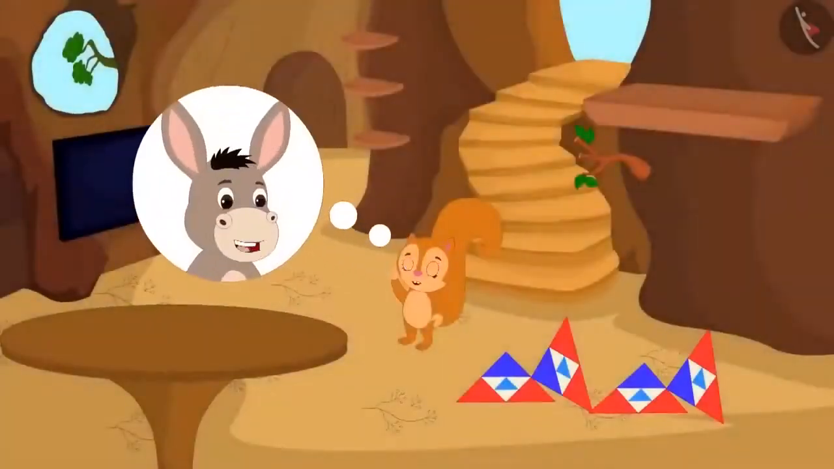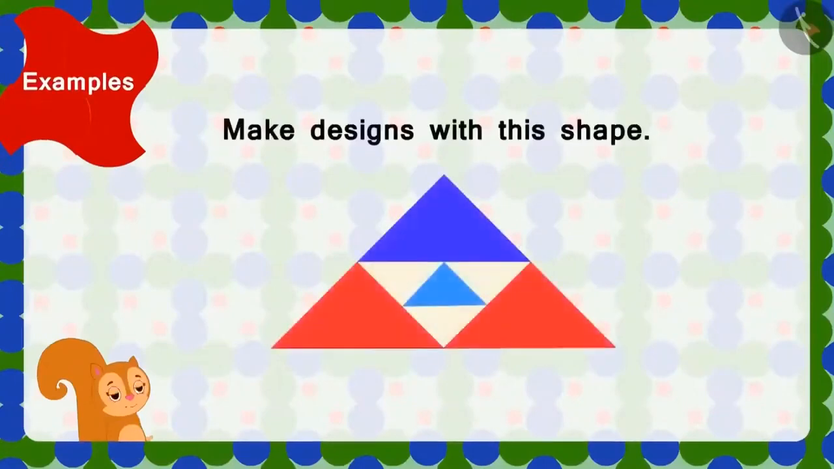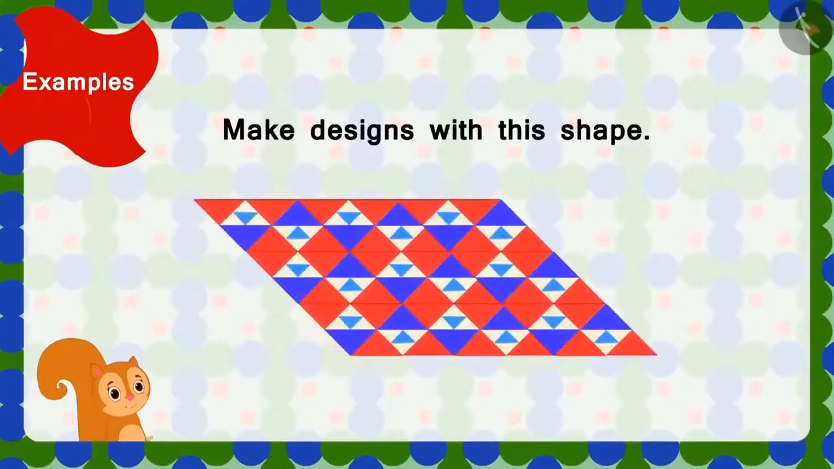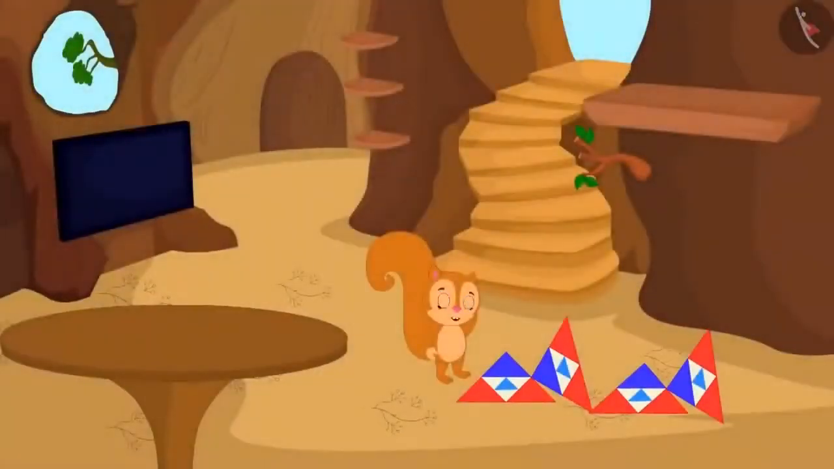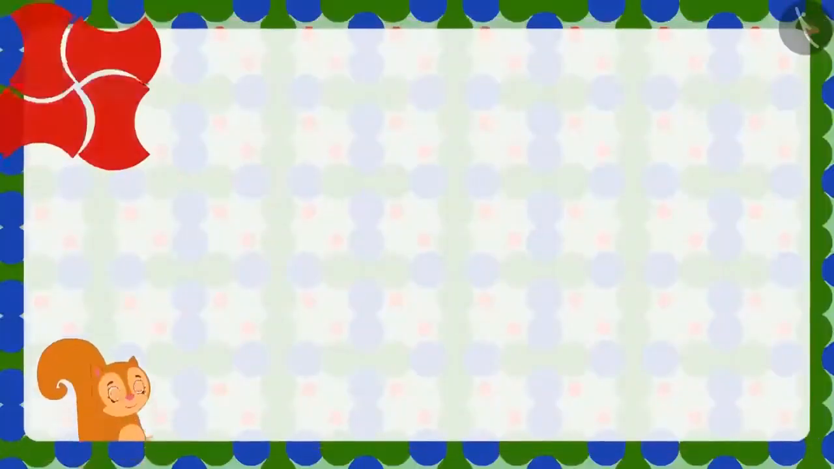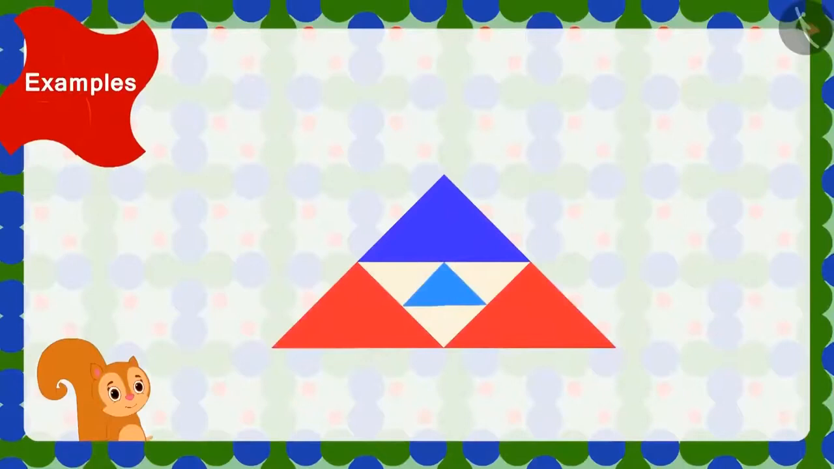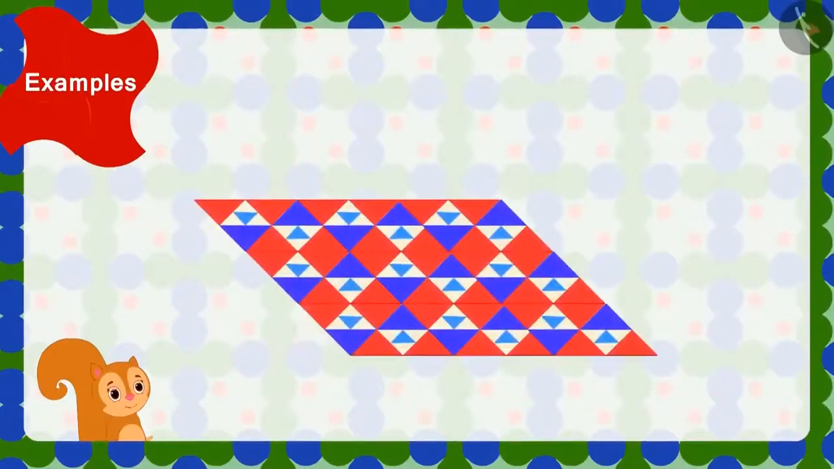The shopkeeper had told Chanda that she could use tiles with such shape and make this type of design. But Chanda is unable to make this design. Children, can you help Chanda make design by making use of the tiles with this shape?